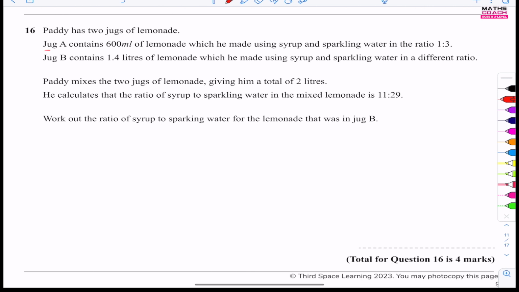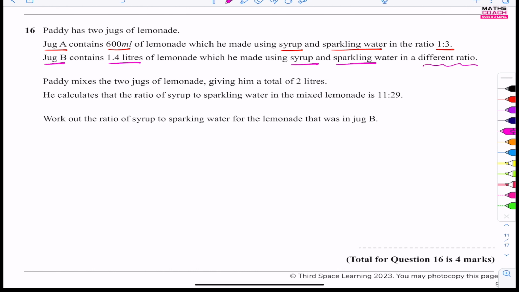So highlighting, jug A contains 600 milliliters of lemonade. And that is made in the ratio of syrup and sparkling water 1:3. Okay, so that's important. We have a different color pen. Jug B contains 1.4 liters of lemonade. As I'm highlighting and reading this second time around, I'm thinking, they need to be in the same units, stuff like that. That's the kind of stuff that you should be thinking of as well. All right, so continue. Syrup and sparkling water in a different ratio, and I don't know what that different ratio is.